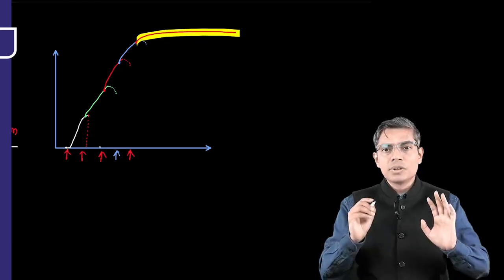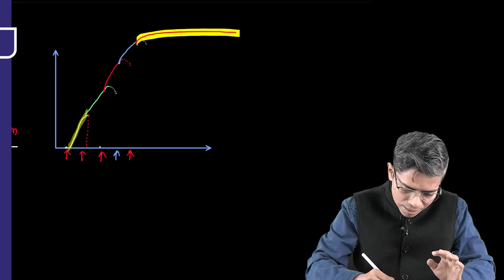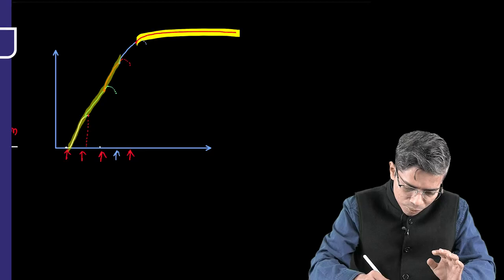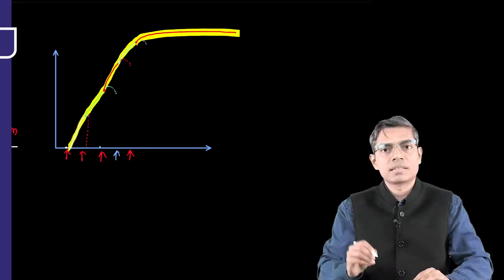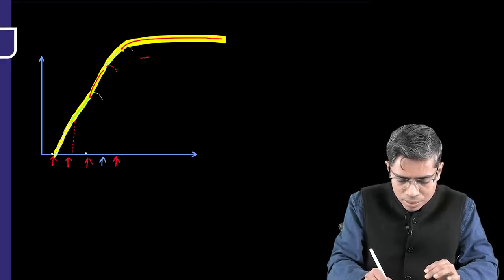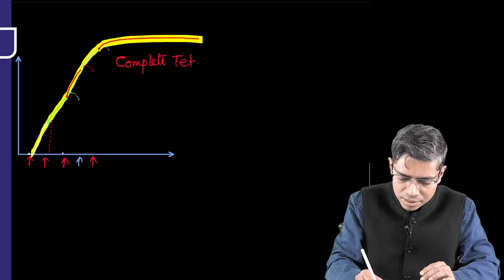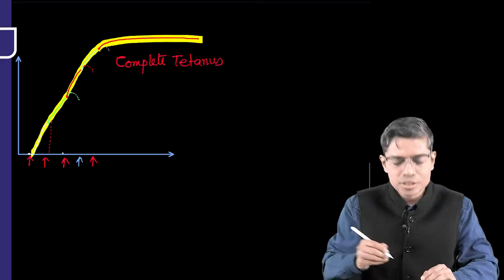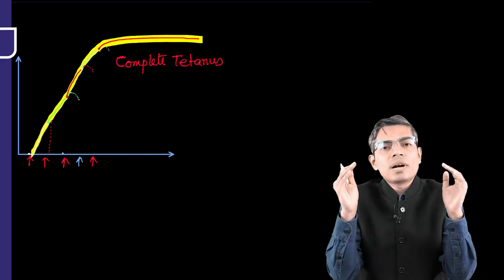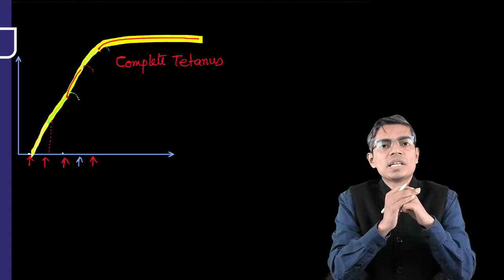Okay, I am only going to get a curve where there is increase in height up to 4 times, and then there is a sustained contraction without any relaxation. This is typically known as complete tetanus generation. So what you understood so far is how to generate a complete tetanus.